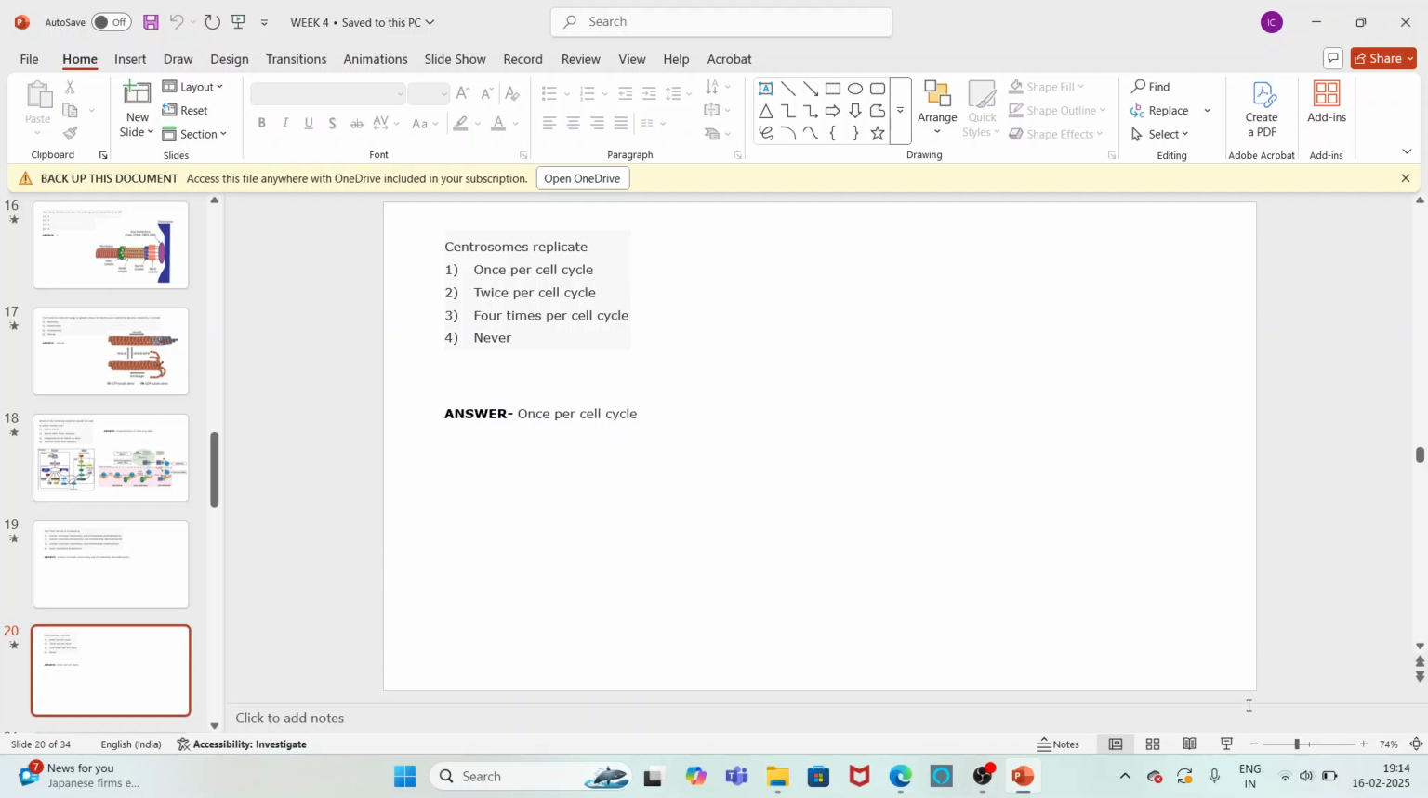Okay, centrosome replicates once per cell cycle, twice per cell cycle, 4 times per cell cycle, or never. Which might be the answer? We have discussed this before. Yeah, once per cell cycle I am getting. Yeah, basically you are right. So one of you is right. It actually replicates once per cell cycle. Okay, coming on to the next question.